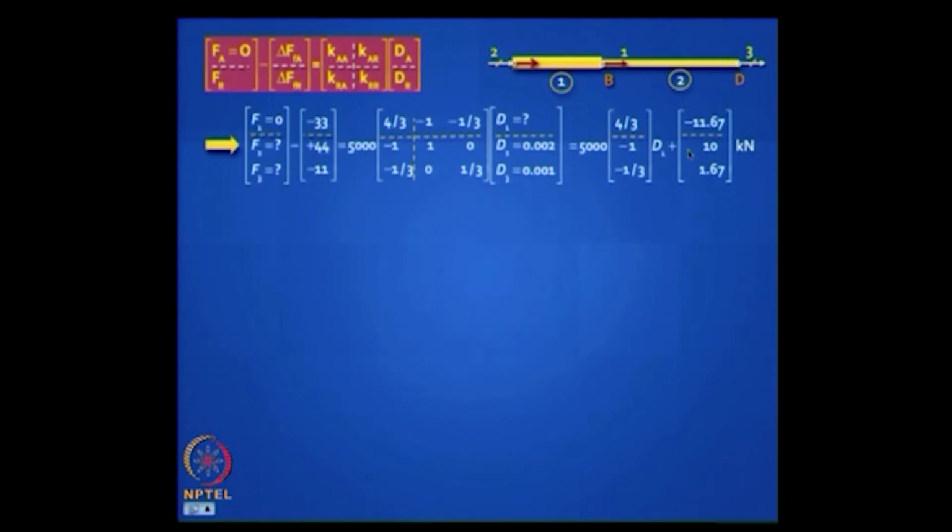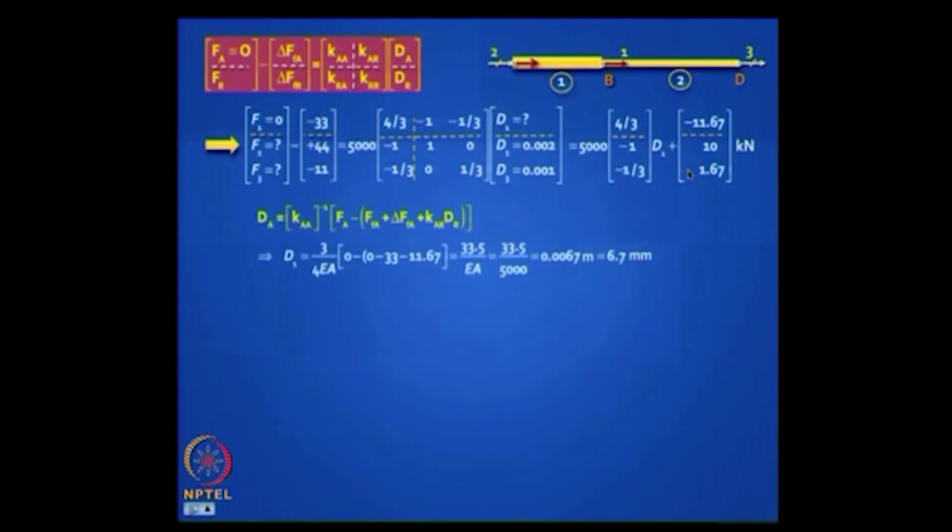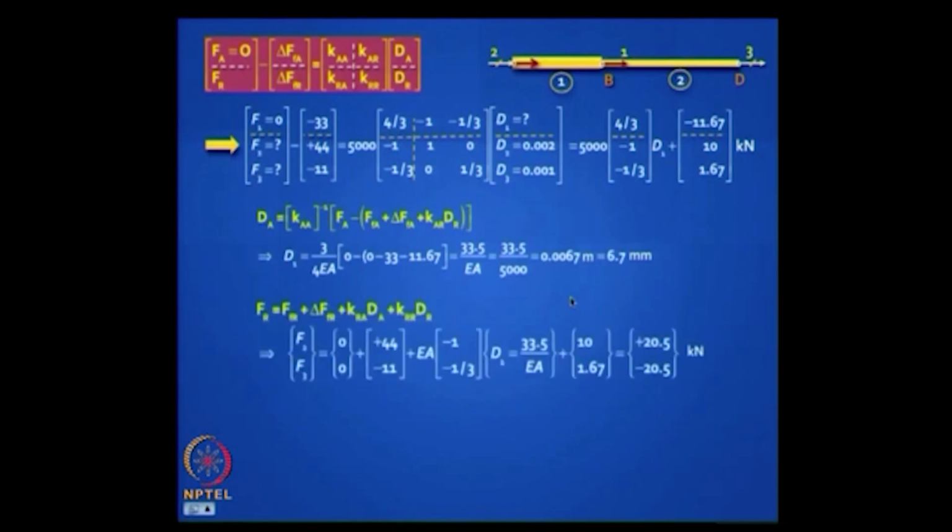So solve the first equation, find out d1. Mind you, you have dr, okay, dr is non-zero, so you plug in the value, find d1, it turns out to be 6.7 mm, find fr, you get 20.5. What does this mean? Plus, is it compression or tension?